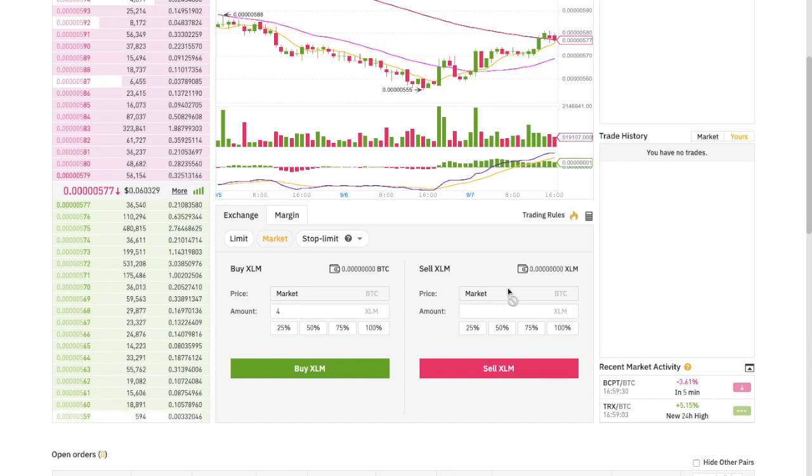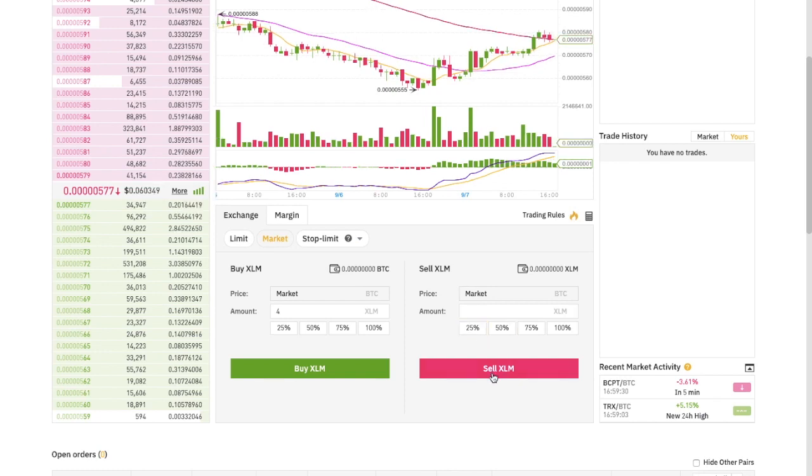And exactly the same rules apply when you have some XLM that you want to sell. So you type in the amount of XLM that you'd like to sell, or you say 25%, 50%, etc. And then you press sell XLM. So this is really good for when you are in a hurry and you want to purchase immediately. However, this may not necessarily be at the best price.